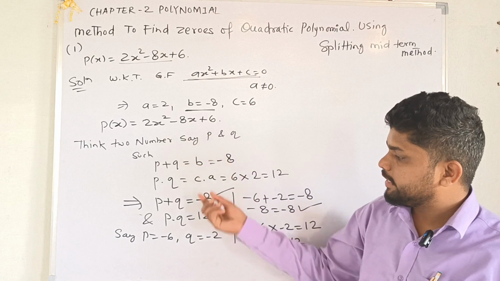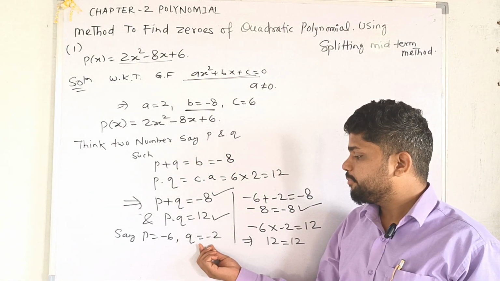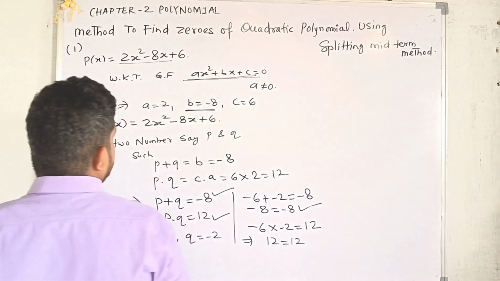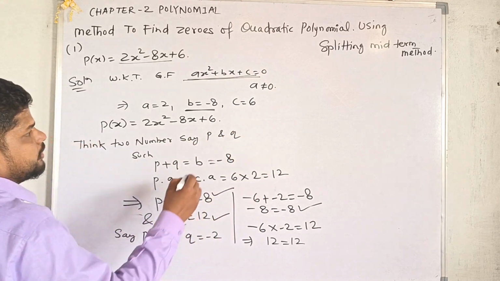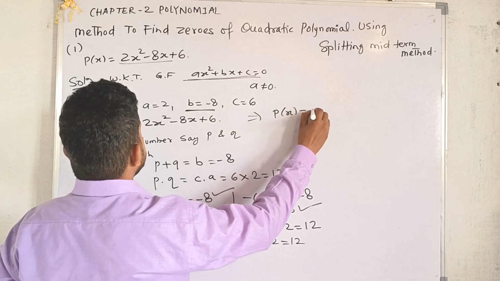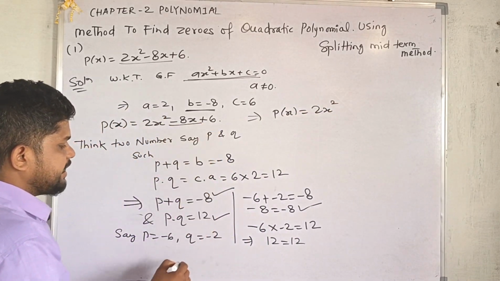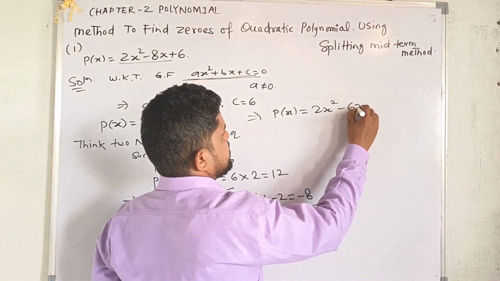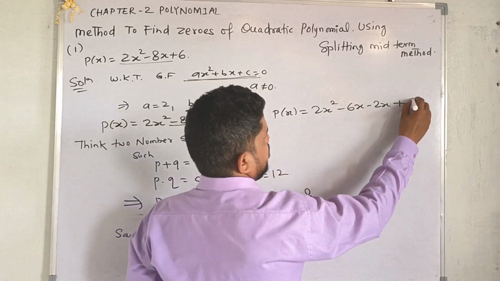Minus 8x will be split up as minus 6x and minus 2x. Just see, this implies that p of x can be written as 2x square minus 8x, and we are writing minus 8x as minus 6x and minus 2x. So this will be written as 2x square minus 6x minus 2x plus 6.